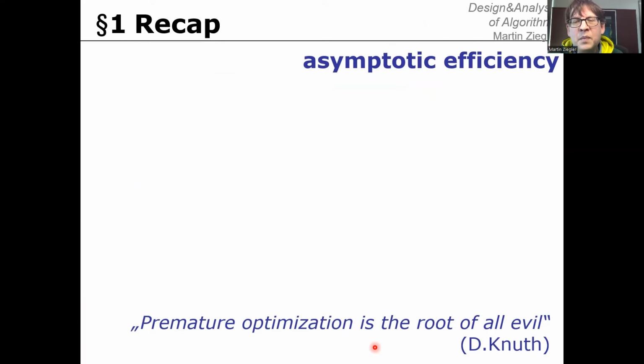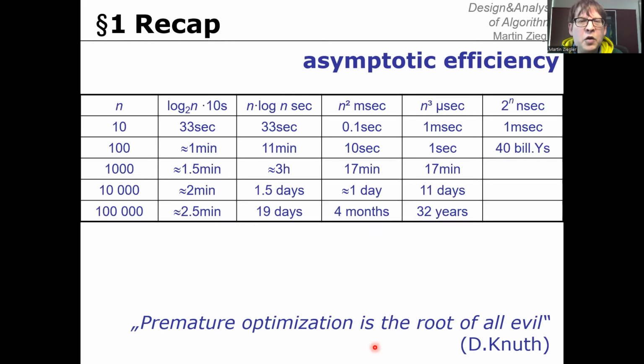And what does that mean? It means that first one should focus on asymptotic efficiency, and only once asymptotically optimal efficiency has been achieved, the last virtue of computer science, then one may move on to optimize the constant factors that are commonly hidden in asymptotic notation. And to illustrate that point, here you see a table of 5 hypothetical computers.